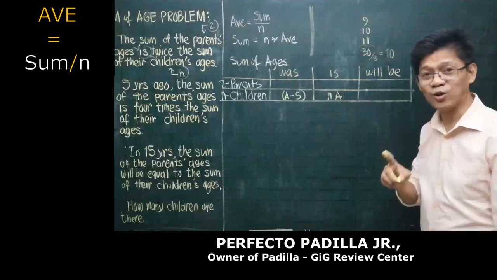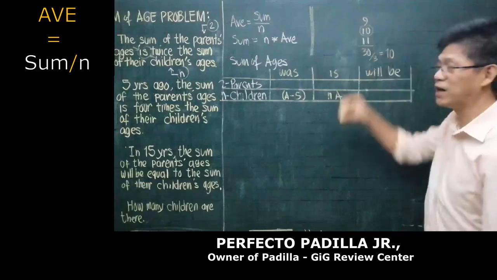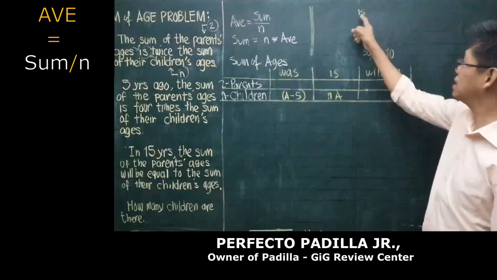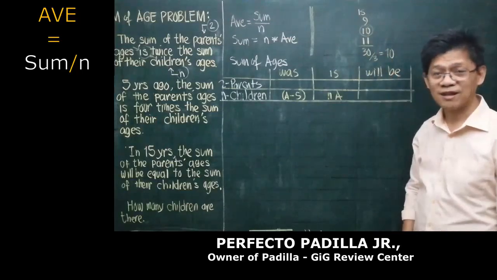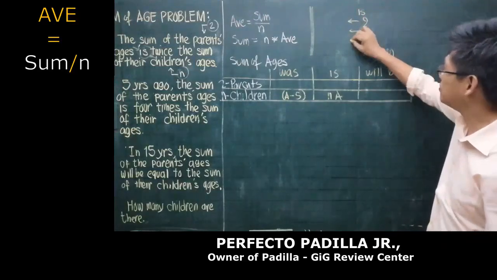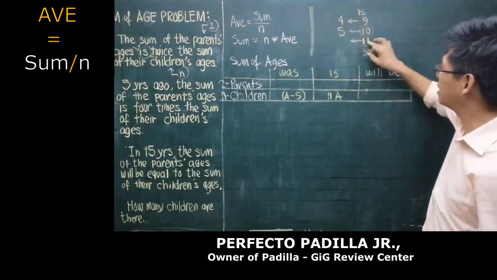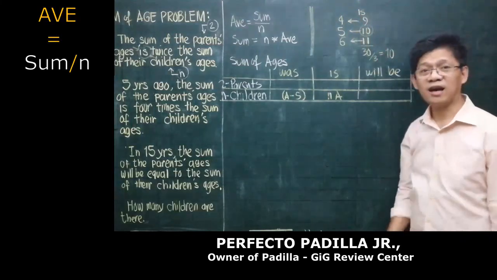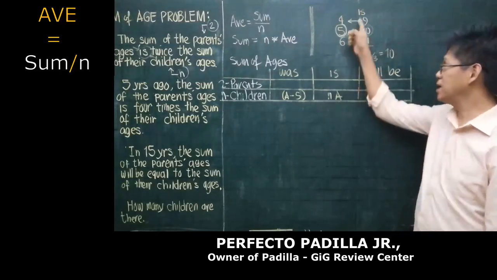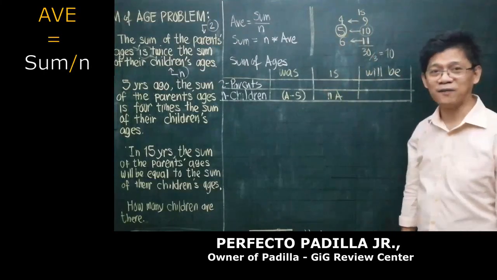Or average is also known as mid value. That is the mathematical shortcut. The mid value of 9, 10, and 11 obviously is 10. That is the average. So these are their ages at present. 5 years ago, their ages were 9 minus 5, 4, 10 minus 5, 5, 11 minus 5, 6. The average of 4, 5, and 6 is 5. Each age decreased by 5, so the average also decreased by 5.